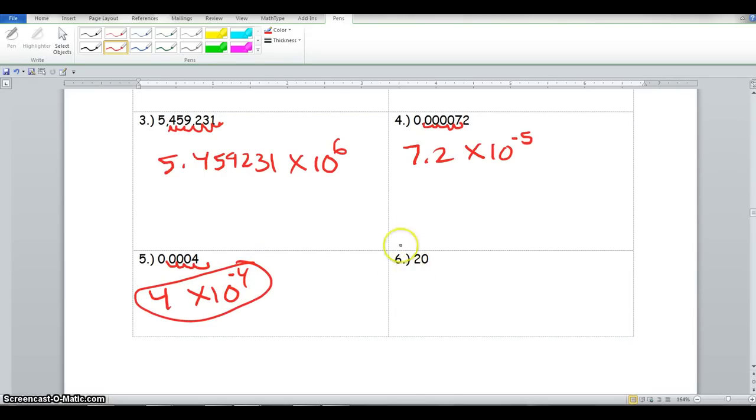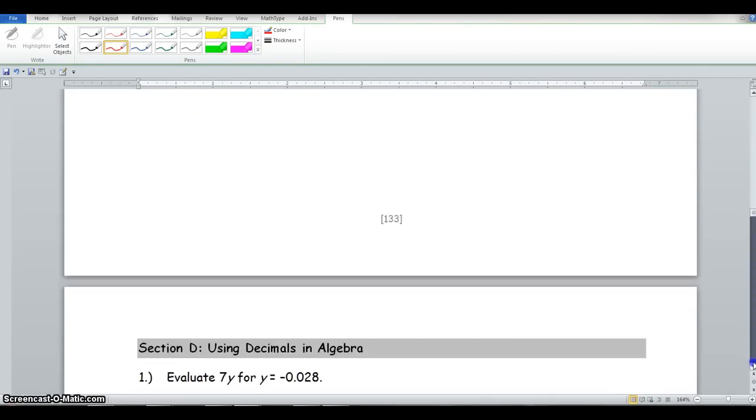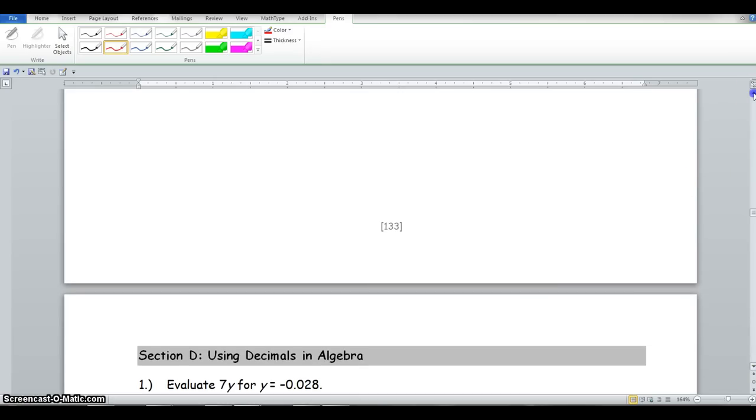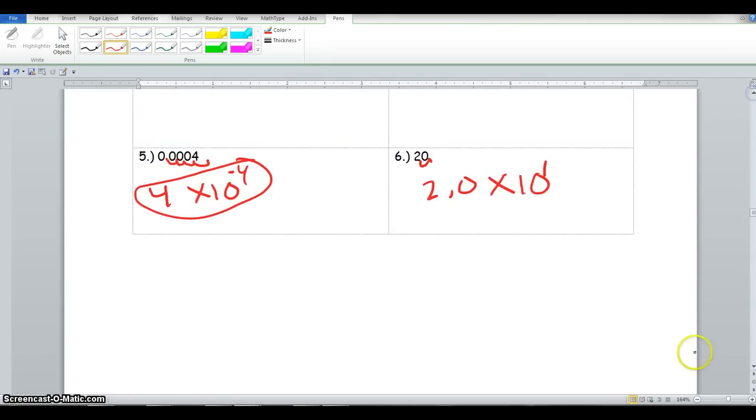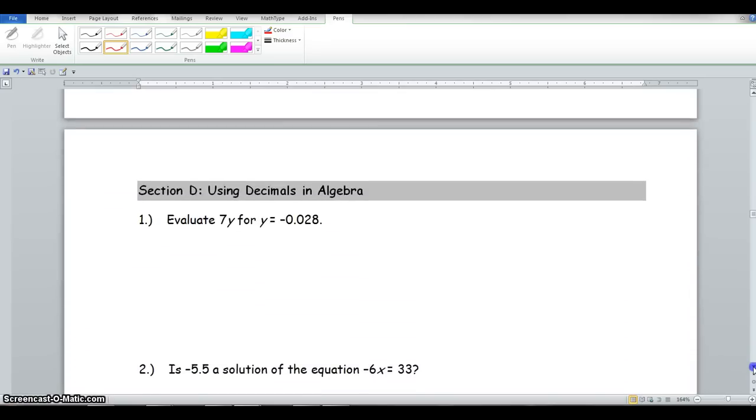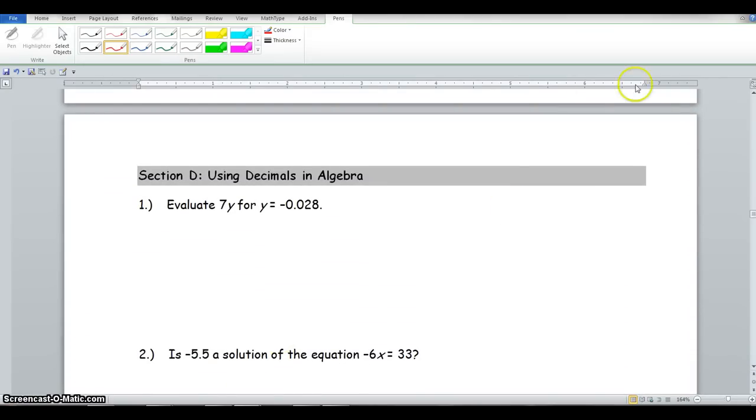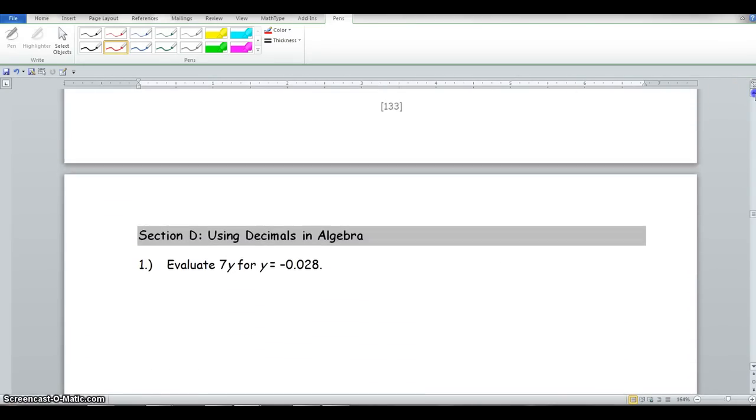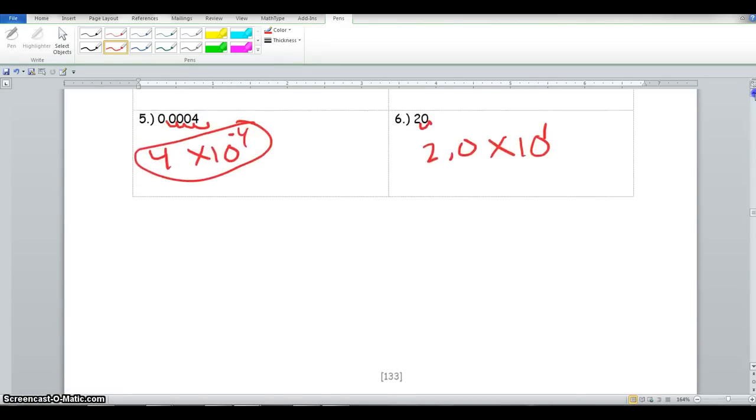Now for 20, the decimal is assumed to be here at the end. Move the decimal 1 place. This will be 2.0, or you could just write 2 times 10. Since we moved to the left 1, it'll be 10 to the 1st power. Okay, so that is it for the scientific notation.